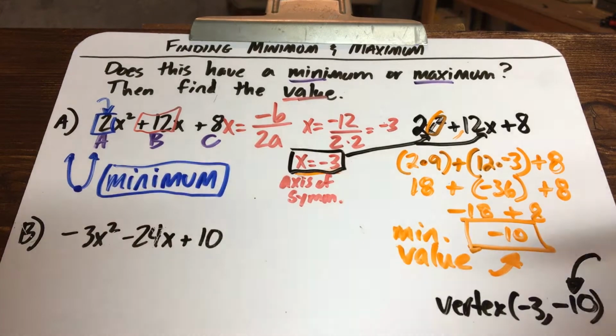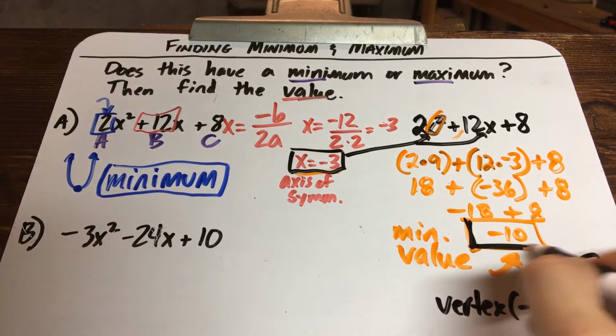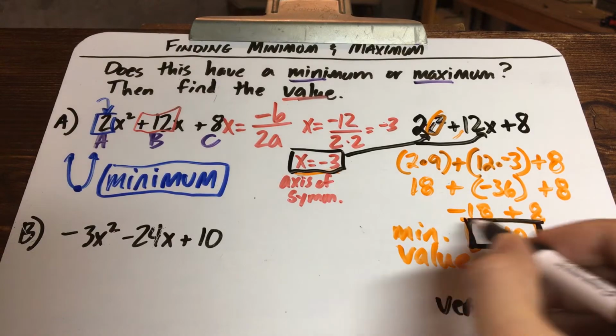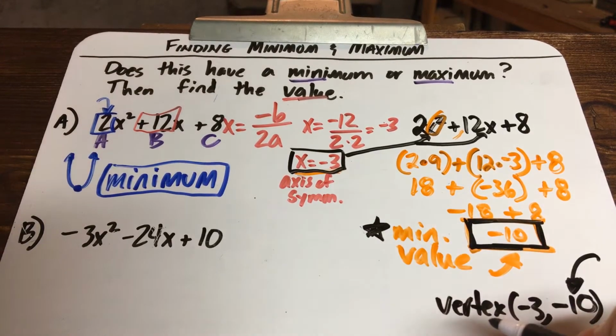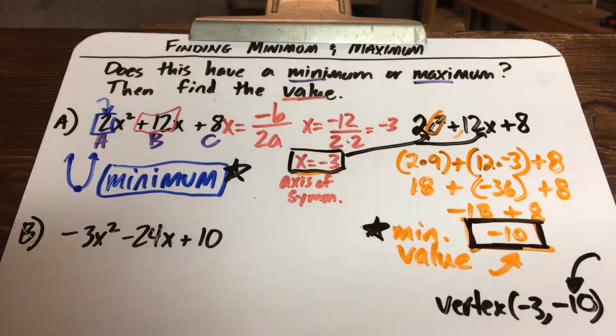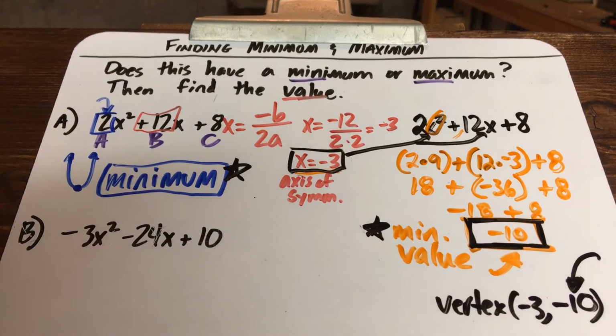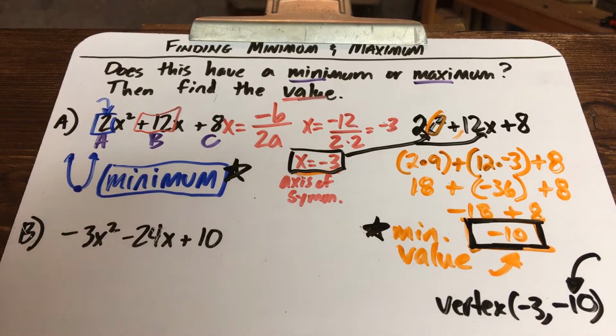All right, and that's it. So this would be my official answer. I know I have boxes around everything, but my official answer would be right here. The minimum value is negative 10, and then it did have a minimum. Those would be my two answers. And that's all we have to do today. It's just using the same skills that we did yesterday.